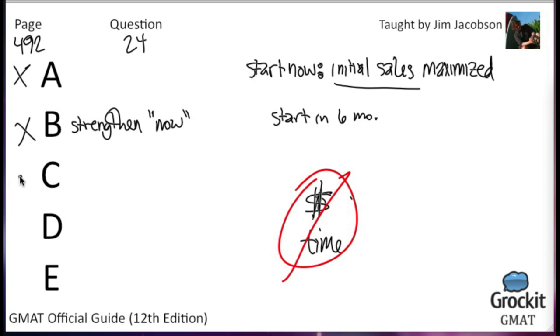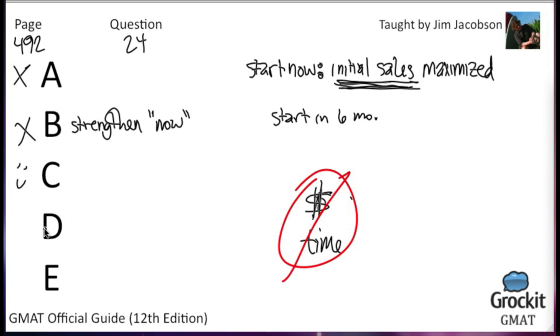We don't need to strengthen the argument, though. We need to find out why. We need to weaken the plan of starting now or strengthen the plan of starting in 6 months. Choice C, advertising the new chip now will significantly decrease sales of Plexus's current line of computer chips. Wow, okay, so even though initial sales of the new product would be maximized, it will significantly decrease sales of their current line of chips. That sounds like the sort of loss that might cause them to wait 6 months. So I think we can put a smiley face next to that one.